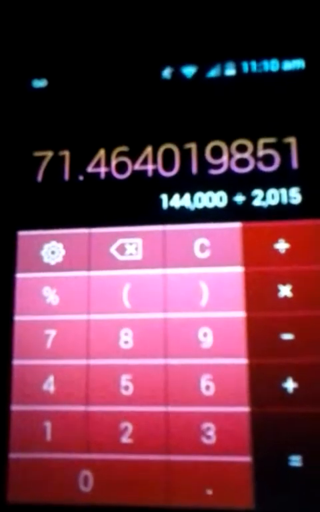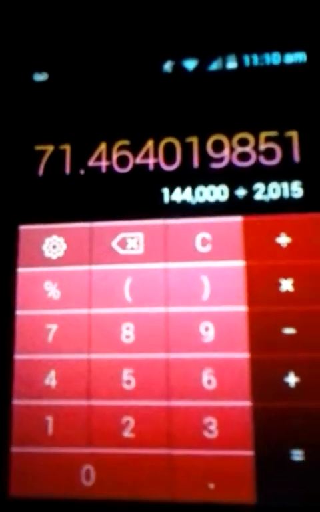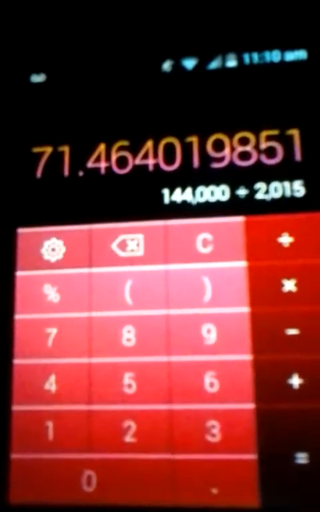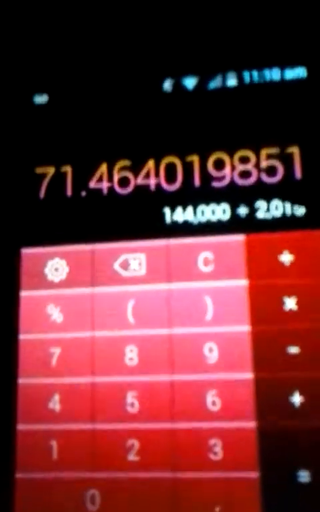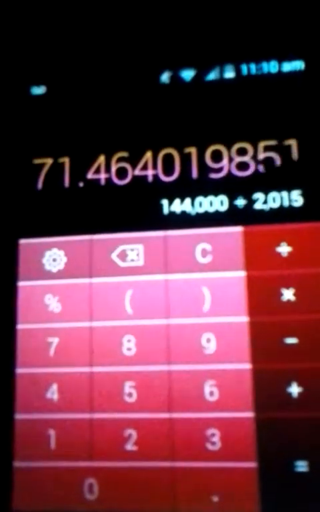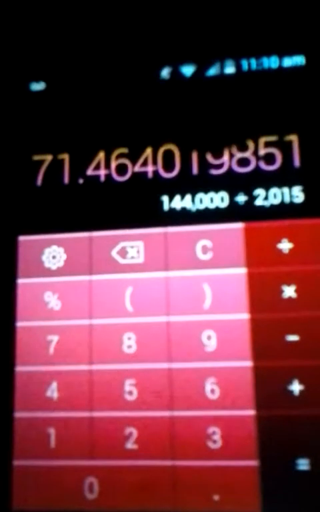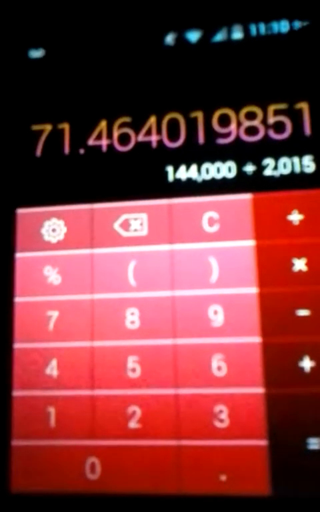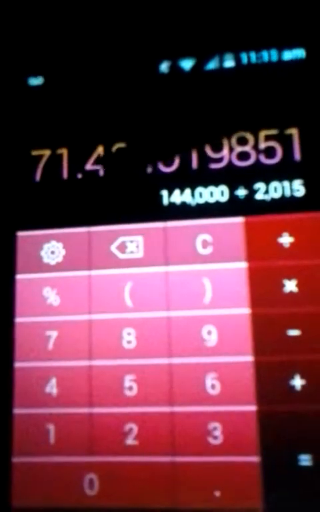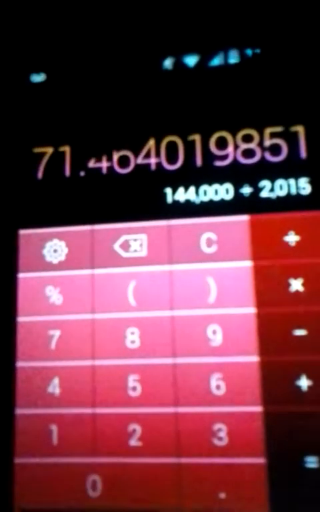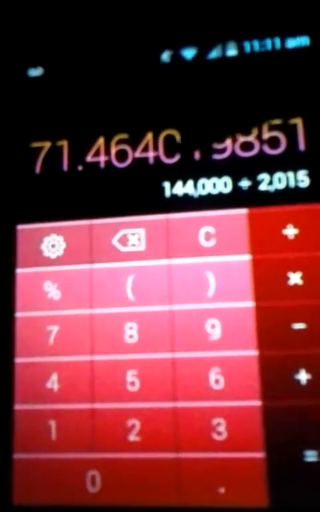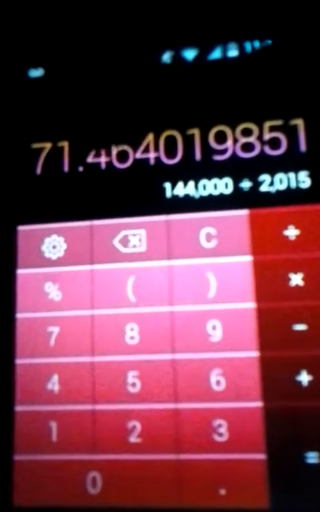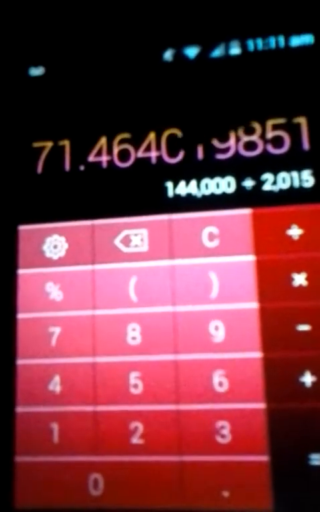Coincidence or fact? So, clearly, taking 144,000, dividing by 2015, clearly, you can make out 1440, which is the 4 hours. 4 hours is 14,400 seconds, symbolic to 144,000.